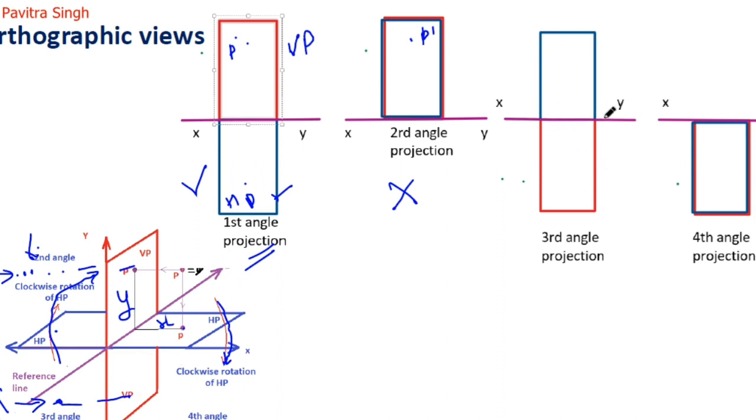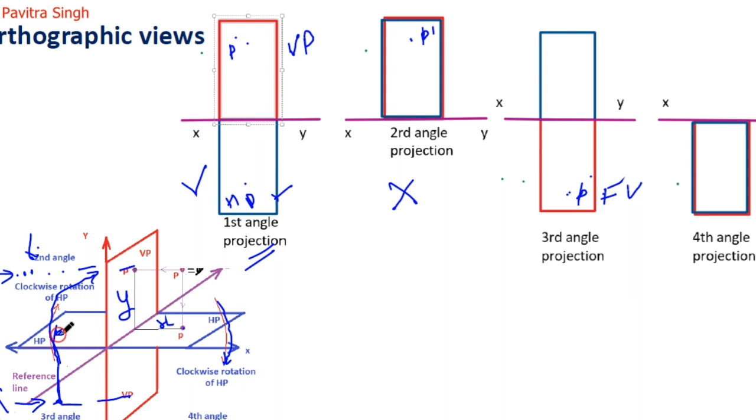So both planes are above the XY line, and this front view and top view are overlapped, similar to a closed book having nothing. Okay, so here front view and top view both are overlaid. That's why we will not prefer this second angle projection. Now we will talk about the third quadrant, means third angle projection.